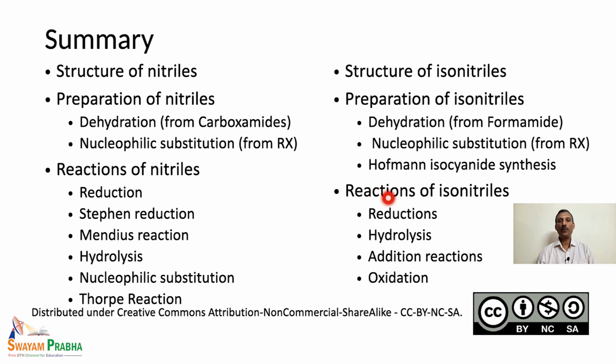Later on we studied the various reactions of isonitriles, that means reductions of isonitrile. The reduction of isonitrile produces secondary amine. We also studied the hydrolysis of isonitriles, and the addition reactions of halogen and sulfur. We also have studied the oxidation using mercuric oxide, which produces isocyanate. So, all these reactions we have studied.